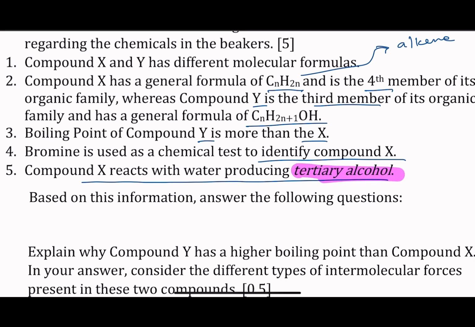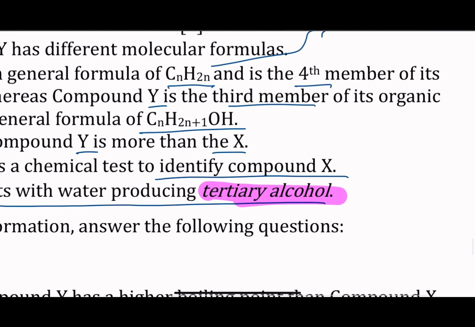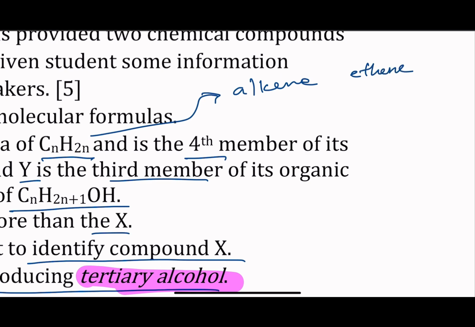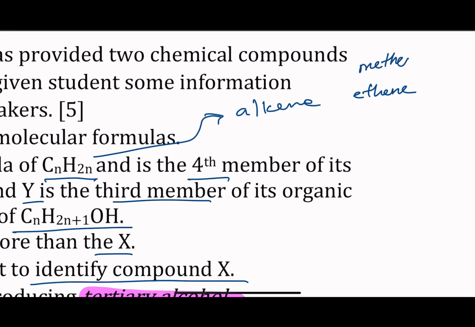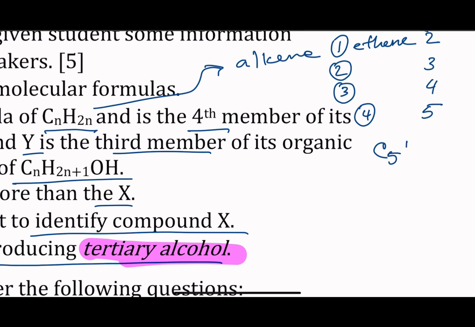So we know that compound X has a general formula of CnH2n. We know the first member of alkene is going to be ethene, because there is no such thing as methene being like CH2. So ethene, you're going to start with 2 carbons. This is your first member. Second member is going to have 3 carbons. Third member will have 4 carbons. And the 4th member will have 5 carbons. This is your carbon amount. So it would be C5H10. This is your compound X formula.